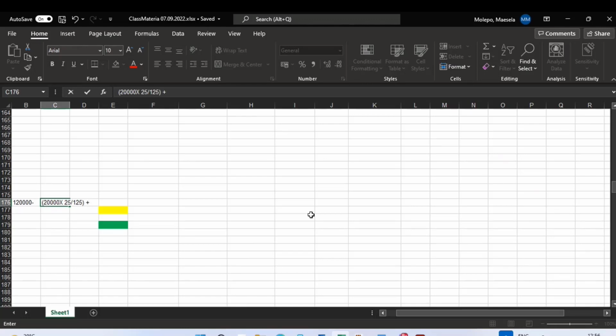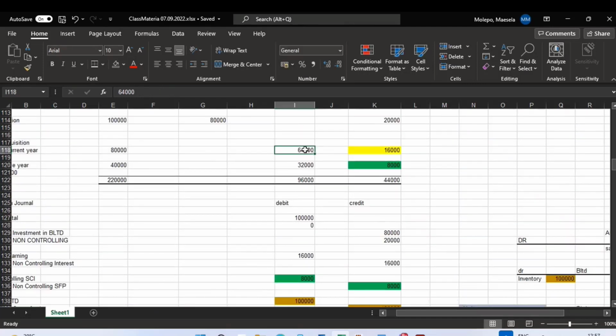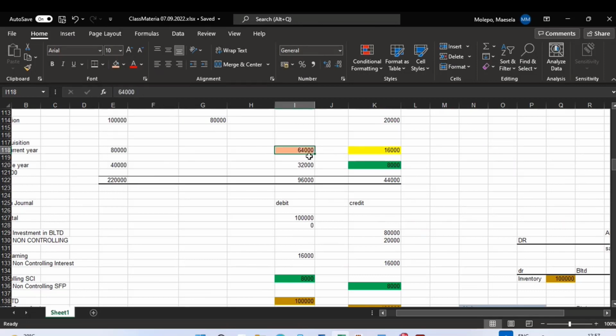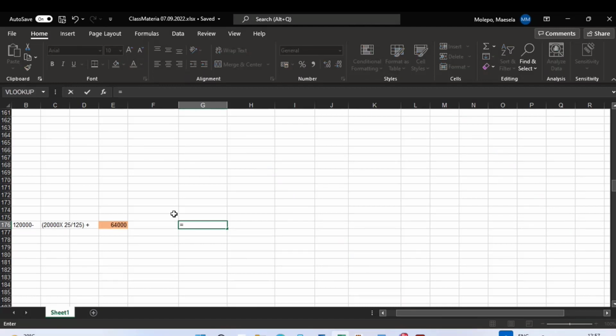Then we add the profit from the subsidiary from the analysis. The profit from the subsidiary from the analysis is this one. It must be added here. You still happy? Anyone who doesn't understand?